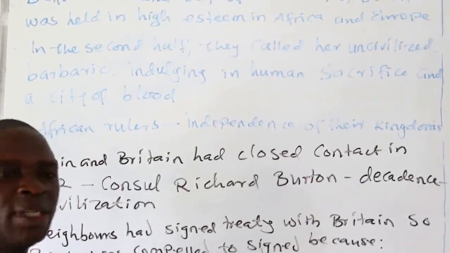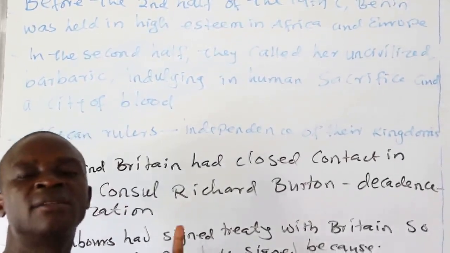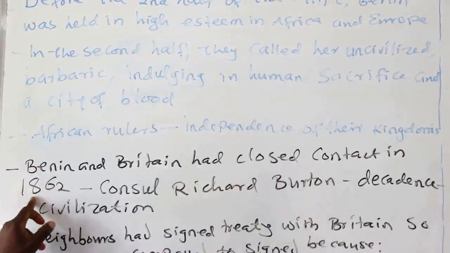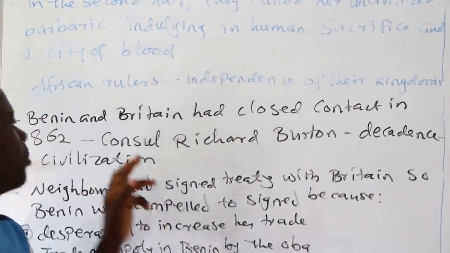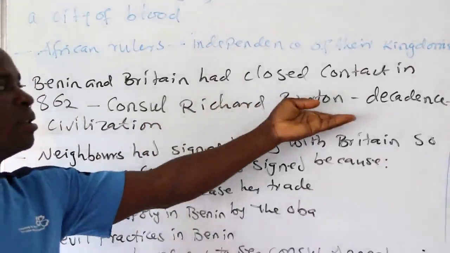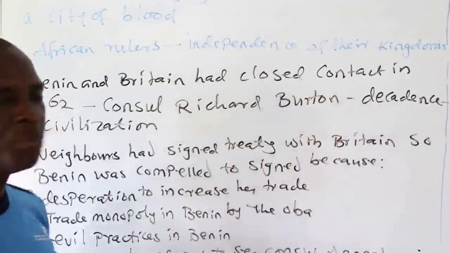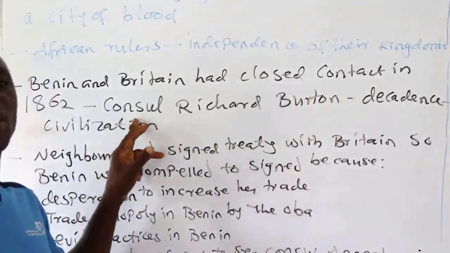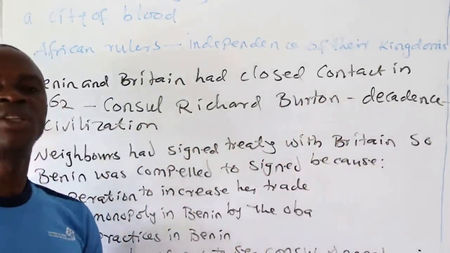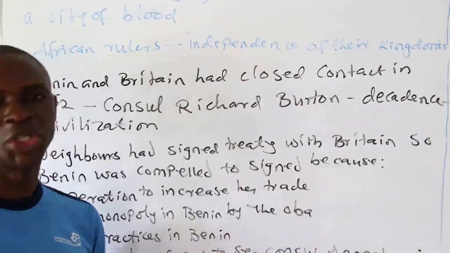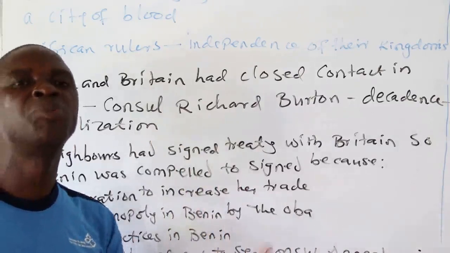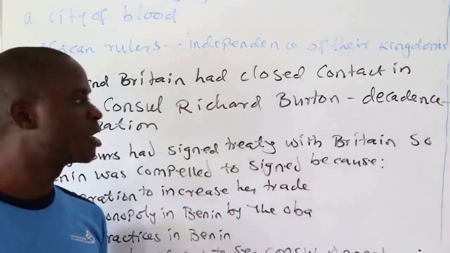Now, it will interest you to know that Britain and Benin had close contact in the year 1862. And what happened in 1862 was that a consul called Richard Burton from England visited Benin. Now, who is a consul? A consul is a trade representative or a trade ambassador representing his country to other kingdoms in order to establish a trade relationship. So he visited Benin with the aim of establishing a trade relationship on behalf of his country with Benin as a kingdom.